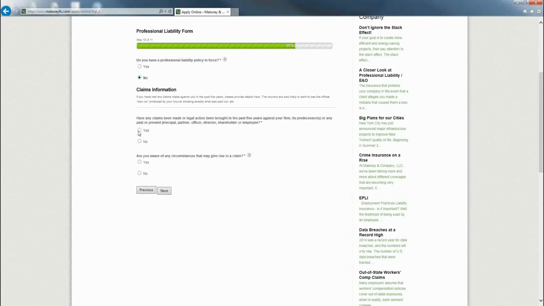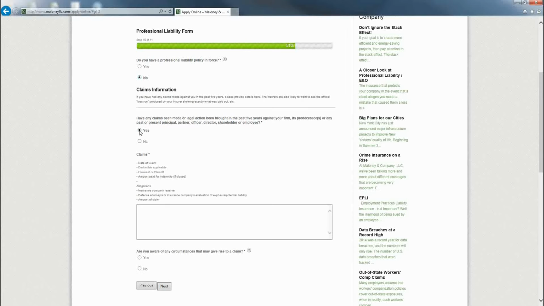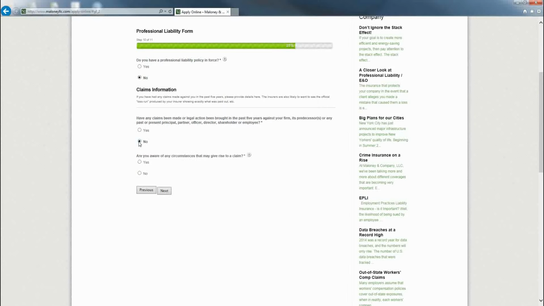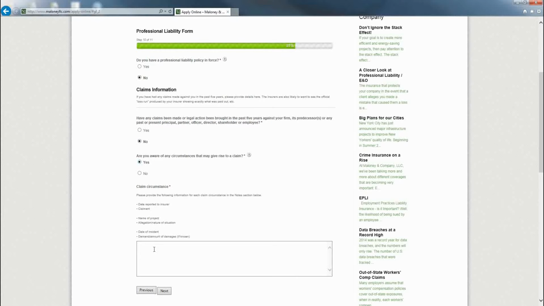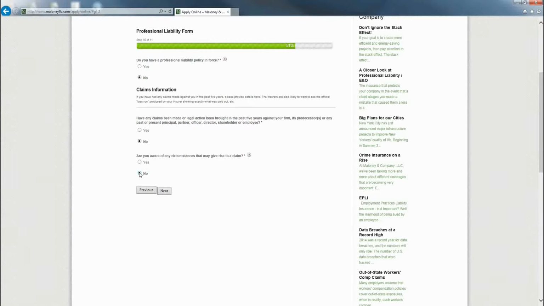Claim information. If you've had any claims made against you for the past 5 years, please provide details here. The insurers are also likely to want to see the official loss run provided by your insurer showing exactly what was paid out, etc. If there are any situations out there right now that could be considered a claim circumstance under a professional liability policy, please provide the details here. A claim circumstance is often described as a situation reasonably likely to give rise to a claim against you. If the matter has already been reported to an insurer, please include that information as well.